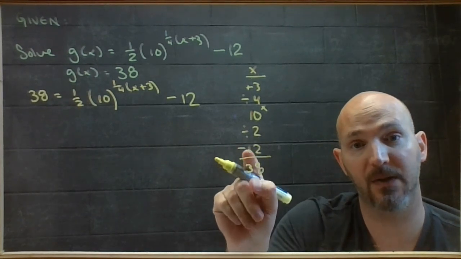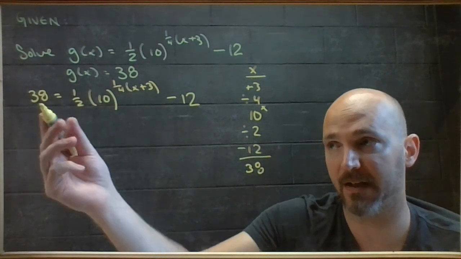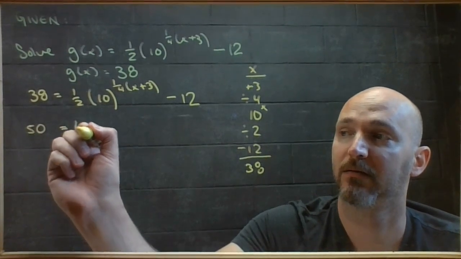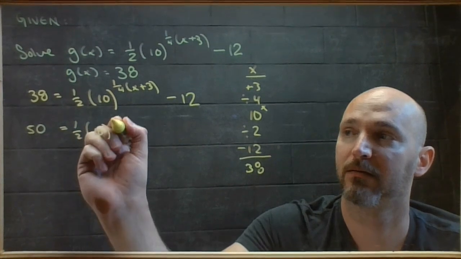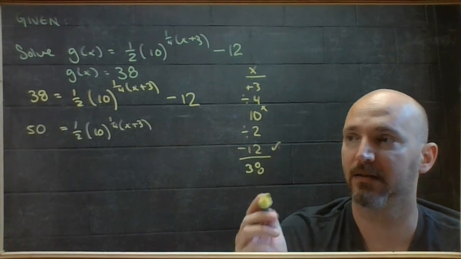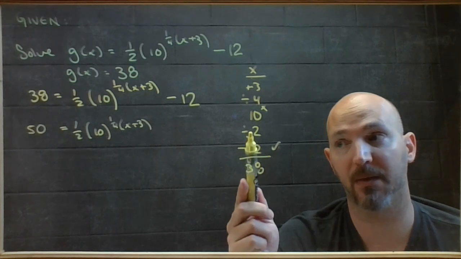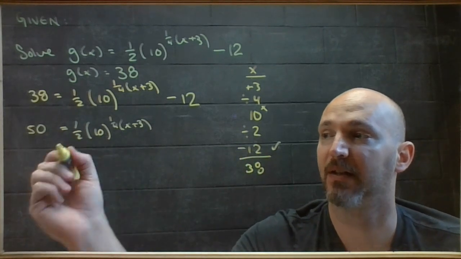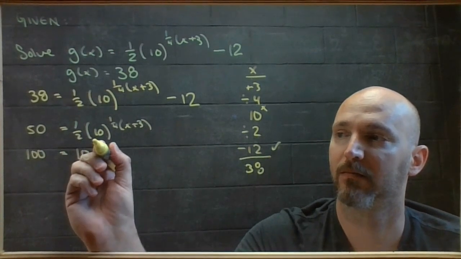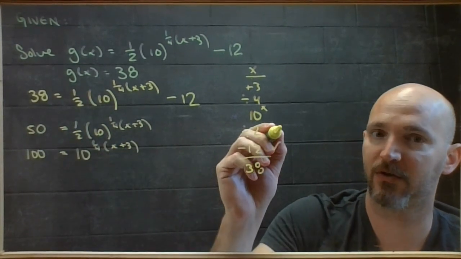So I'm going to have to undo subtracting 12. You undo subtracting by adding. 38 plus 12 would be 50. So check, that's done. I have to undo this division by 2. You undo dividing by multiplying. So 2 times 50 is 100. Check.